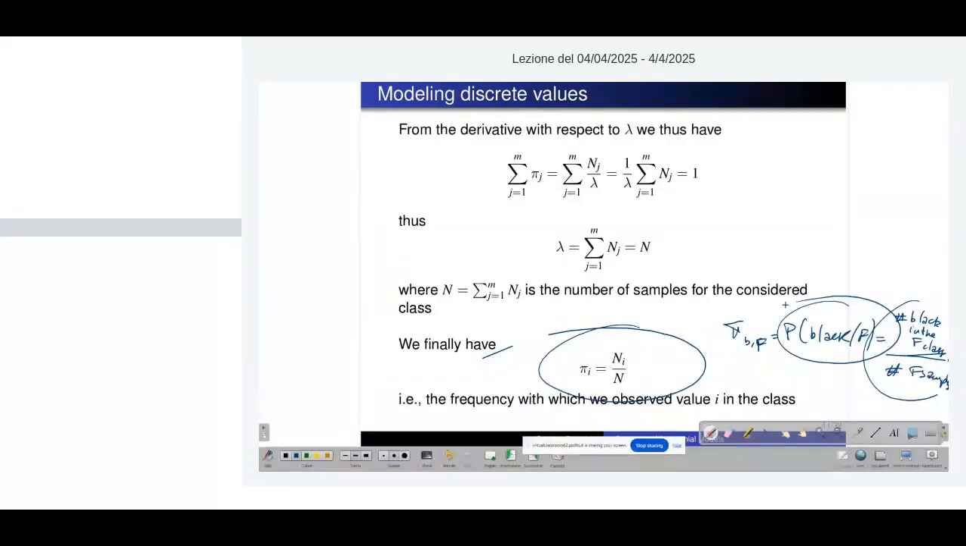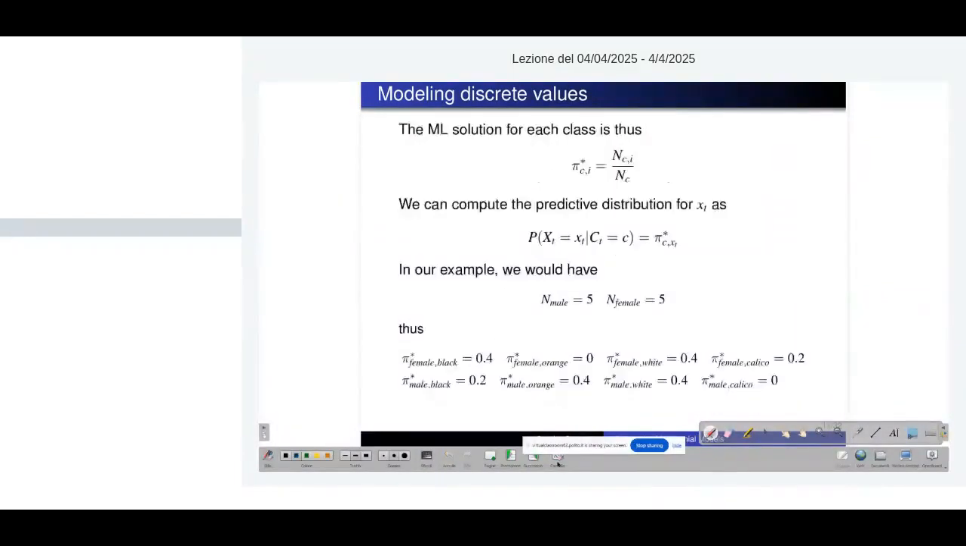Often this is not enough, and then we would need to go through similar frameworks that we don't have time to see, but that will give us different solutions that in that case no longer correspond to just the frequency of the samples. This is just a very simplified version of what you would do with more complex models. So our solution is to use the frequency of the features in each class as our estimate for the parameters.